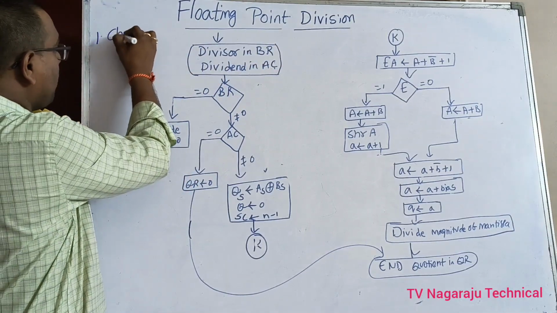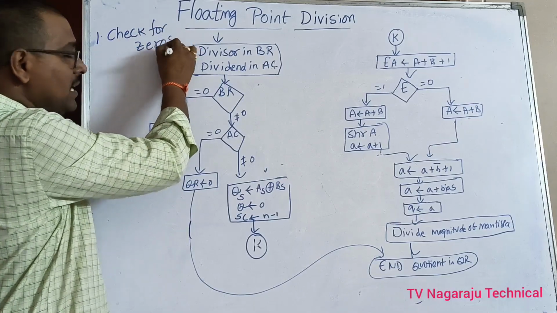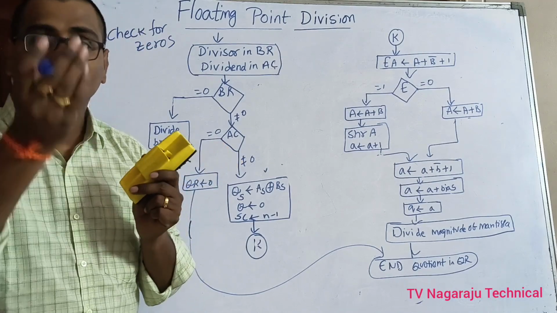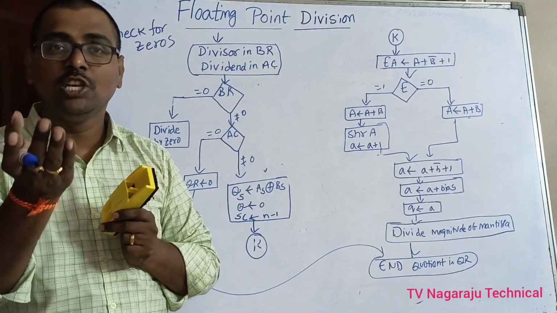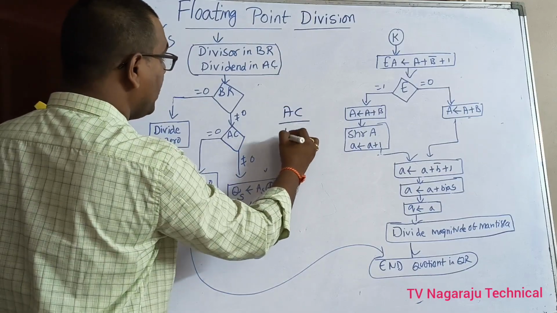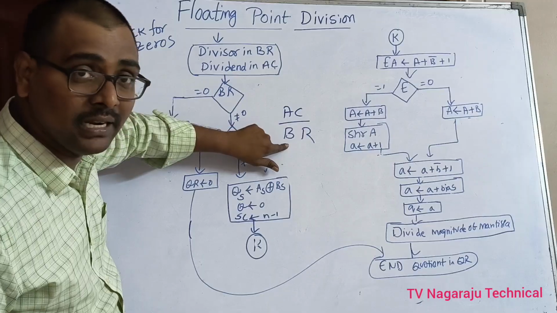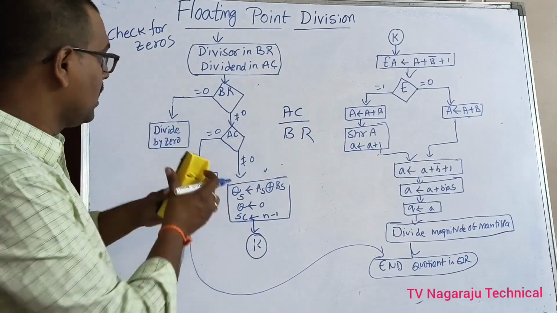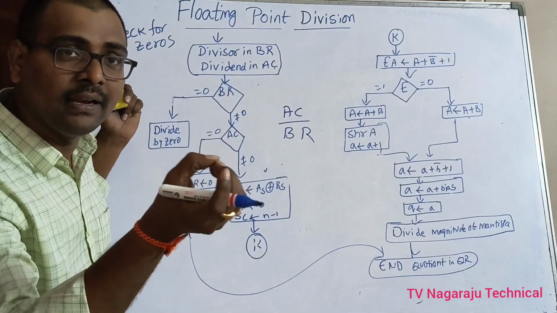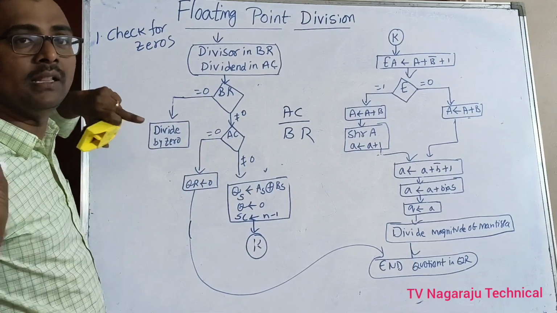The first step is you need to check for zeros, that is, if any zero is present in the dividend and divisor. What is the operation here? AC divided by BR. AC is the dividend, BR is the divisor. If the divisor is equal to 0, we get an error, divide by 0, so directly report divide by 0 and terminate the process.